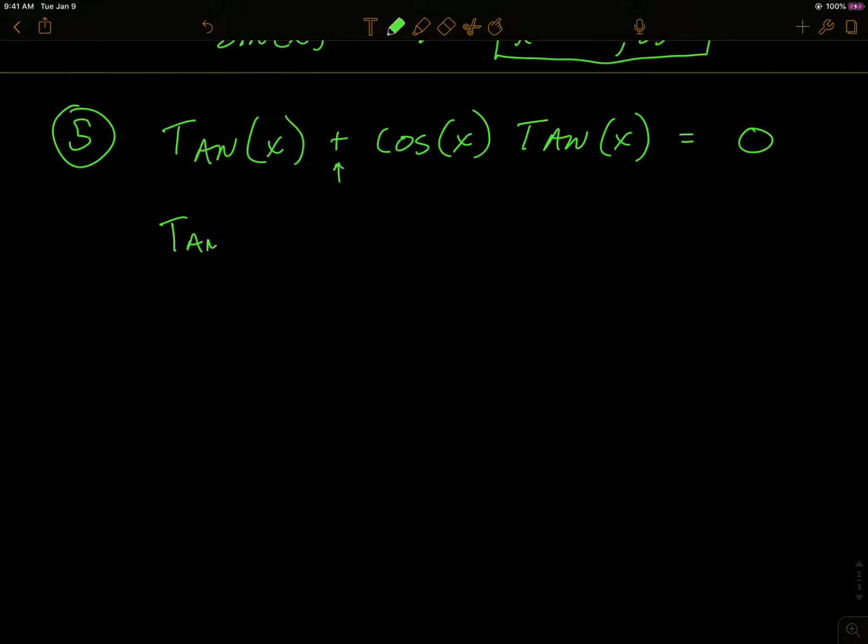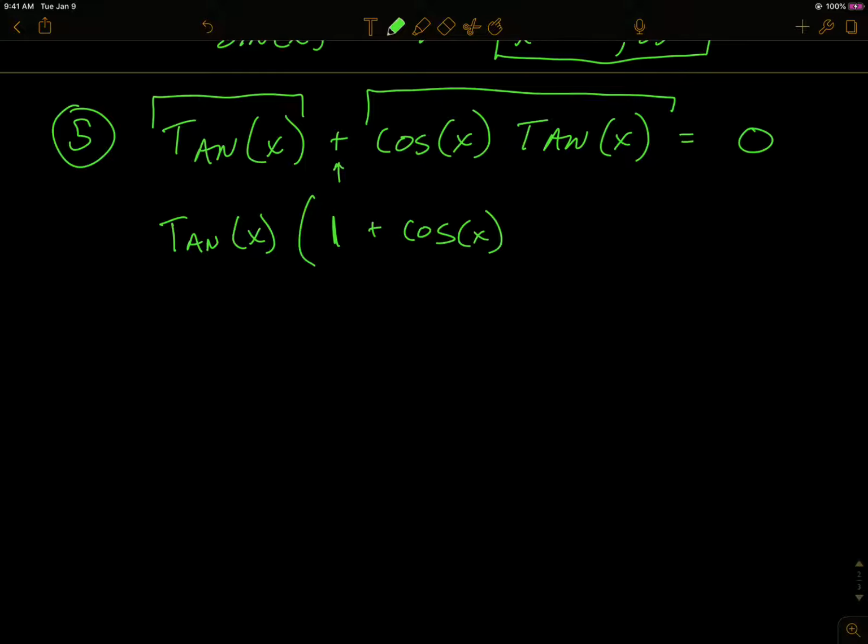So I want to make it a product. So we worked on factoring a lot in algebra. So I can factor a tangent x out of both of these terms. There's two terms separated by the addition. So if I divide a tangent x out of the first term, I get a 1. If I divide a tangent x out of the second term, I'm left with cosine of x. Now I've got it as a product, the left side, right?